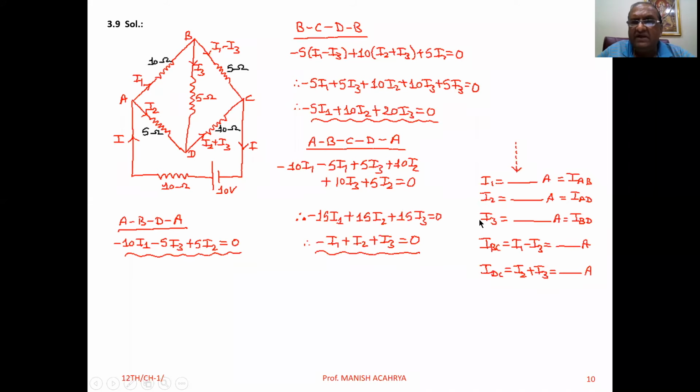So I1, I2, I3 are the currents in branch AB, AD and BD. Then the current through BC is I1 minus I3. Once you have I1 and I3, then you will get this one also. Then the current through branch DC is I2 plus I3. Once I2 and I3 are calculated, you will get the current in the branch DC, that is I2 plus I3, also. Clear to all of you?